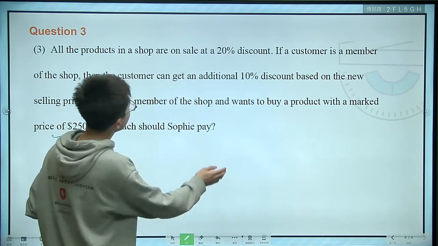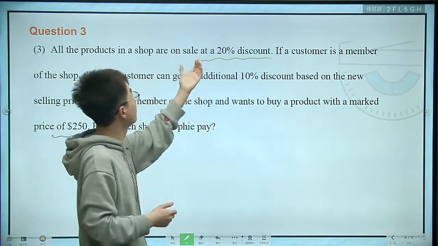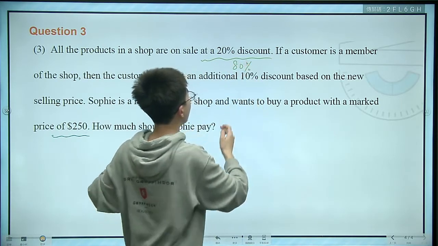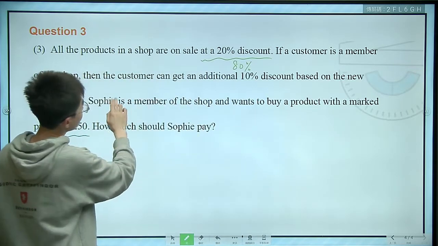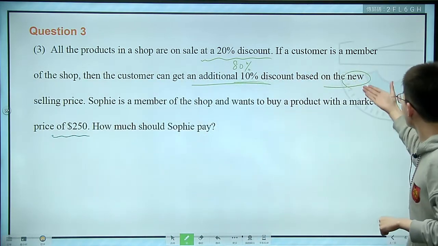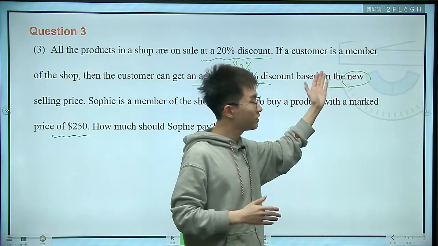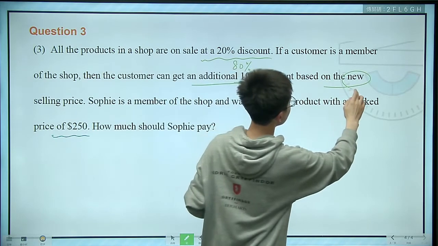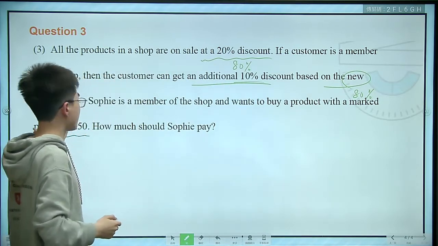In order to solve this problem, first of all, we need to consider the 20% discount. After the 20% discount, the product becomes 80% of the original marked price. But Sophie is also a member, so she gets an additional 10% discount based on the new selling price. This is very important. You need to be focused on these words, new selling price. The new selling price is actually 80% of the original marked price.